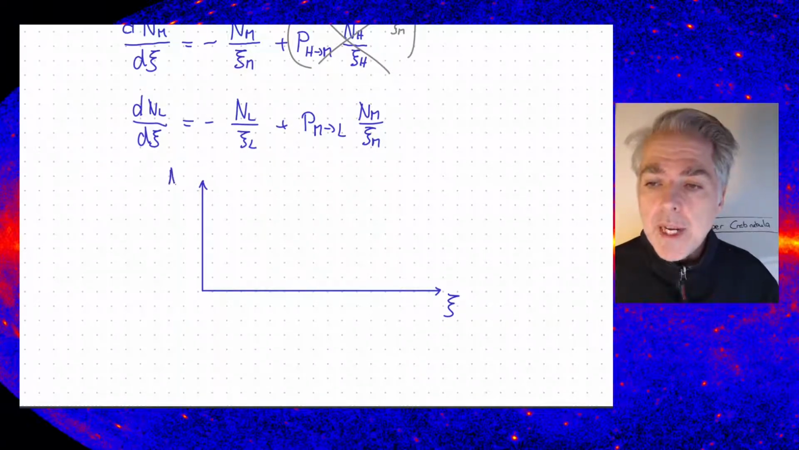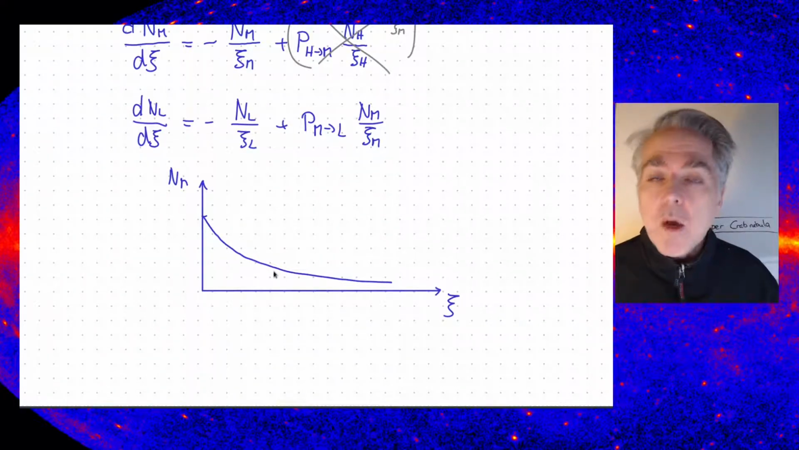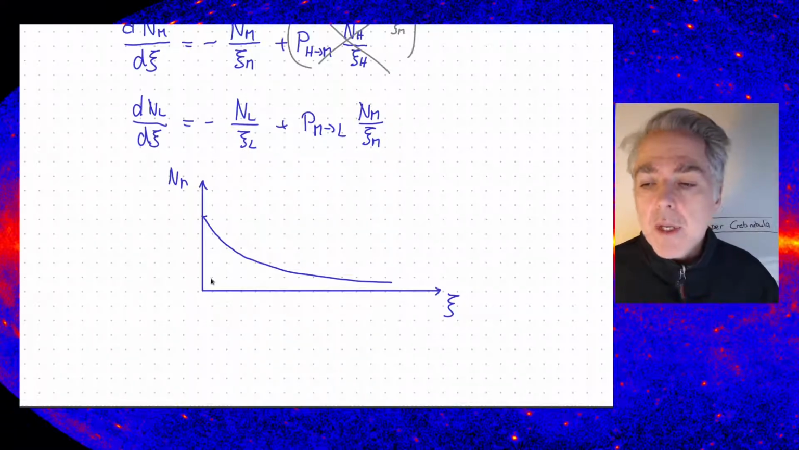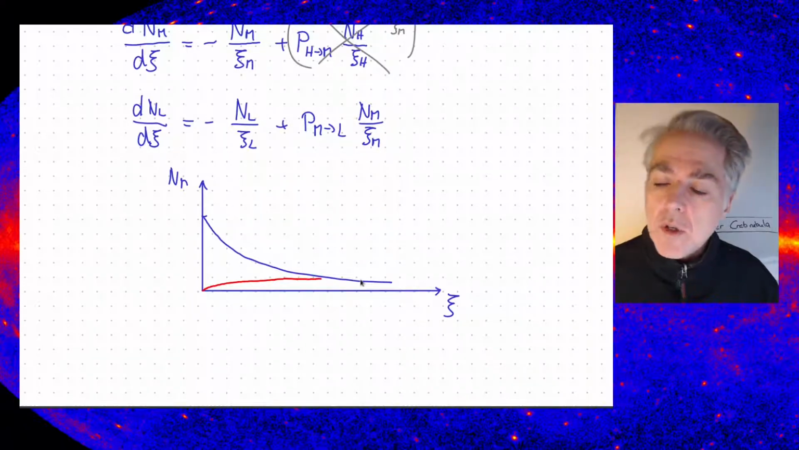Then for Nm, the solution is very simple. We start out with Nm at Xi equals 0, and then we will have an exponential decay, so that basically after Xi-m, we will go down to about 1 over 3, so 1 over e, of the number. And at the same time, since this will feed this term here with some losses, we will have here some increase of the light particles. So it could actually even cross it through here.